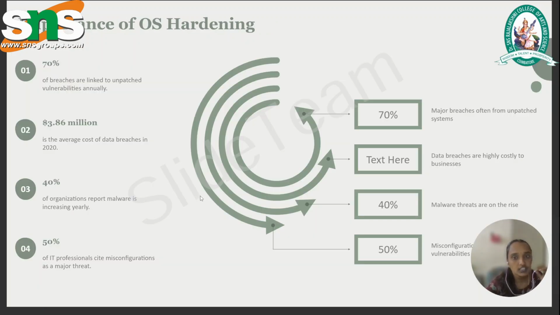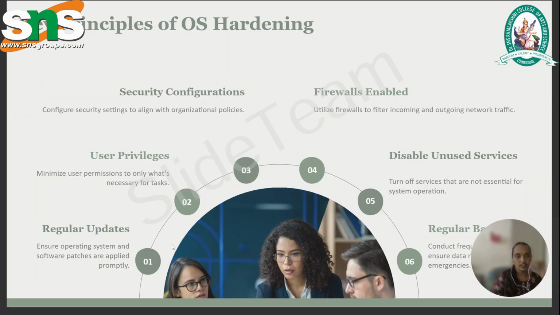Okay, the next one, importance of hardening. Breaches means data leakage. That is called breaches. This is a flow chart about hardening management. Okay, next slide.